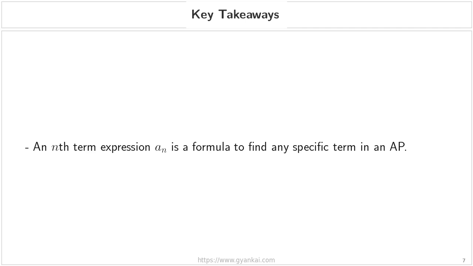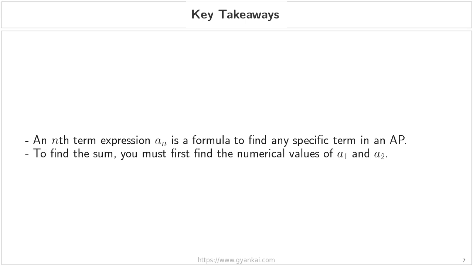Key takeaways. First, remember that an nth term expression, which we denote as a sub n, is essentially a rule or a formula that allows you to find the value of any specific term in an arithmetic progression just by knowing its position. Second, it is crucial to remember that you cannot jump straight to the sum using that expression. To find the total sum, your very first step must be to find the actual numerical values of the first term, which is a sub 1, and the second term, which is a sub 2.